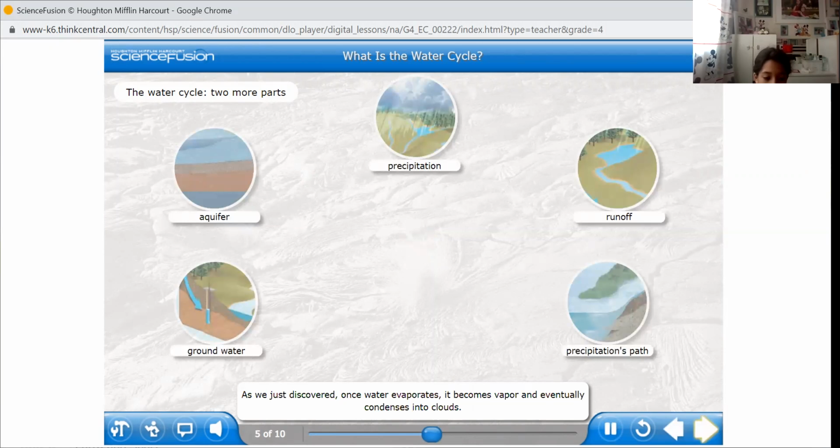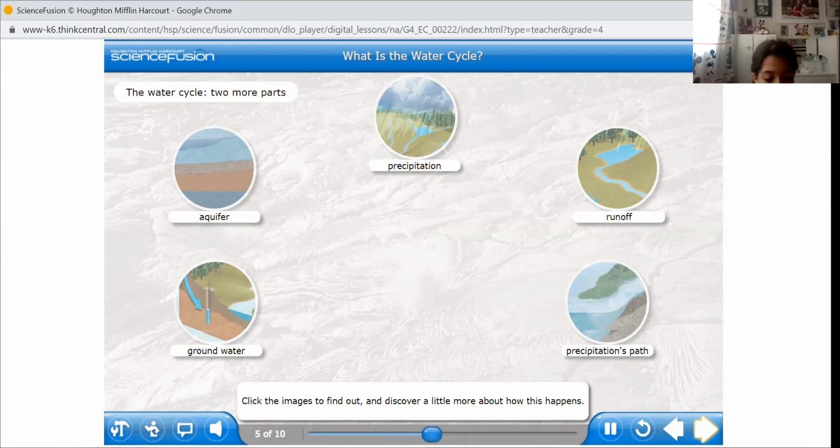As we just discovered, once water evaporates, it becomes vapor and eventually condenses into clouds. Can you remember what happens next? Click the images to find out and discover a little more about how this happens. Now, Elian, after condensation and forming the cloud, what is going to happen? Precipitation. Excellent. What is precipitation? Precipitation is when water or rain or snow falls down from the cloud. Excellent. Very good, Elian.